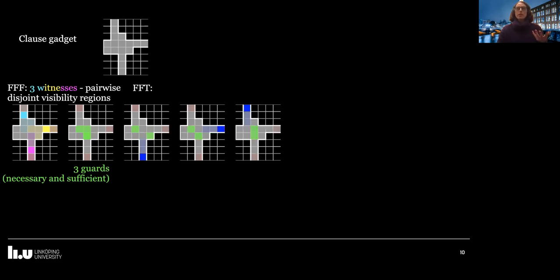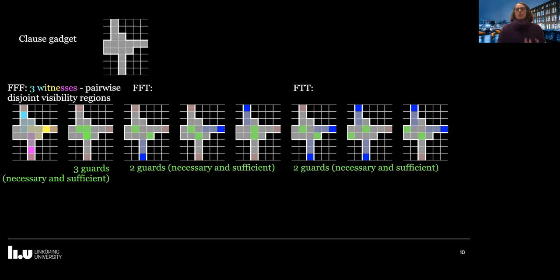If we have at least one set to a truth assignment that is fulfilling the clause, so it's always the blue one, where in blue you have the guard position, and light blue is its visibility region, then again, we have 3 cases depending on in which corridor we have the one fulfilling the clause. And what we can say is that 2 guards in this case are both necessary and sufficient, so we can't do better, but we also need that many. And then we have the case where we have 2 variables set to a truth assignment that is fulfilling the clause. And again, we can do with 2 guards, and we do need 2 guards.